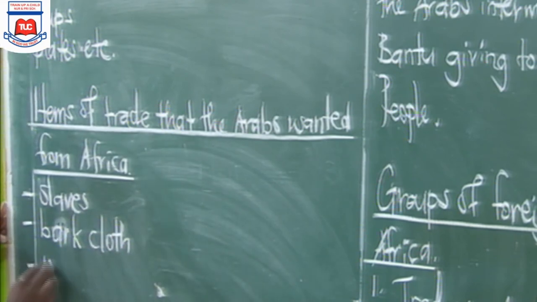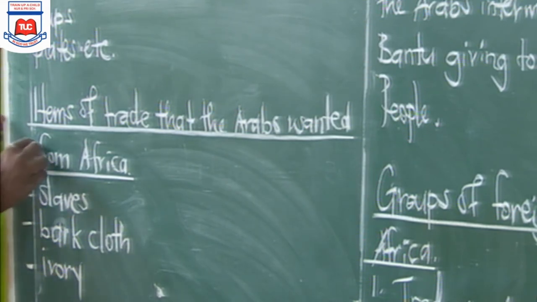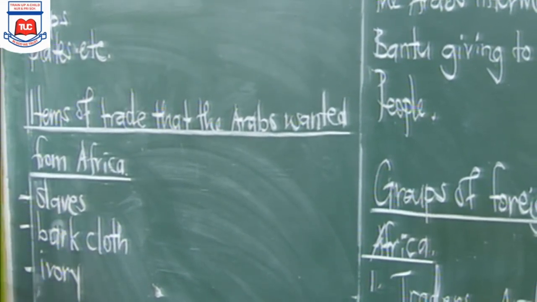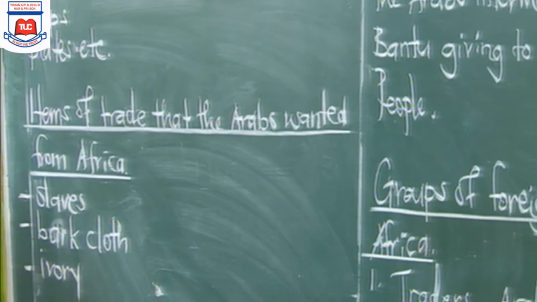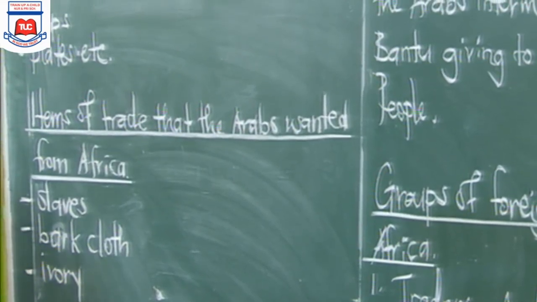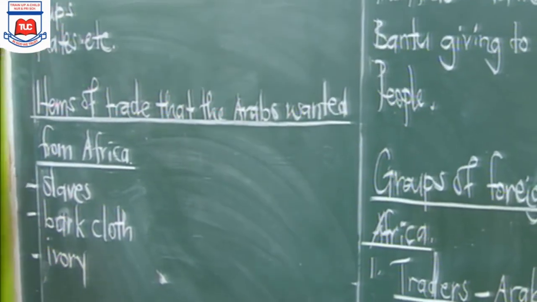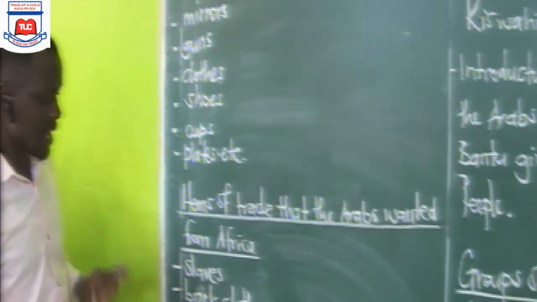They wanted things like ivory. Ivory, of course, is from the elephants. And sometimes we shall be asking you a question: how did the presence of Arabs in Africa lead to extinction of elephants? So you find that the elephants were being killed in order to get ivory so that they could exchange it, and the Africans could also get these things that the Arabs had brought. So these are some of the things.